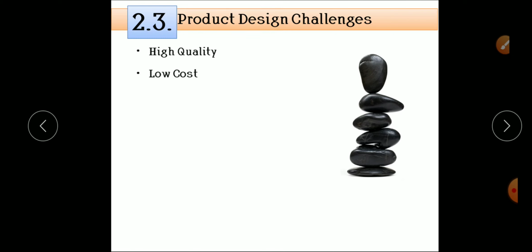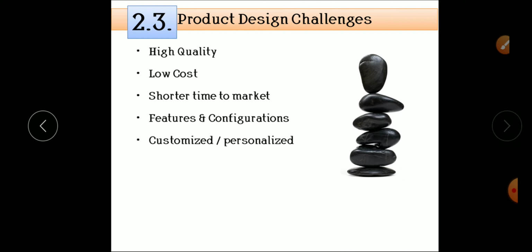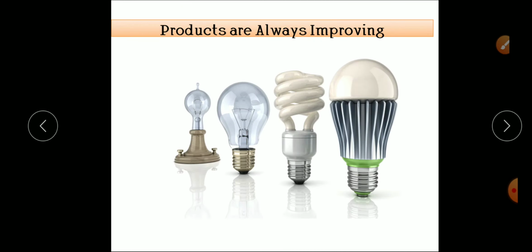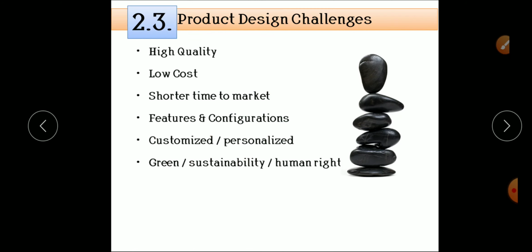Second, low cost, shorter time to market, features and configurations, customized and personalized, green sustainability and human rights. So products are always improving. As in the last slide we have seen, quality continuously is required to improve.